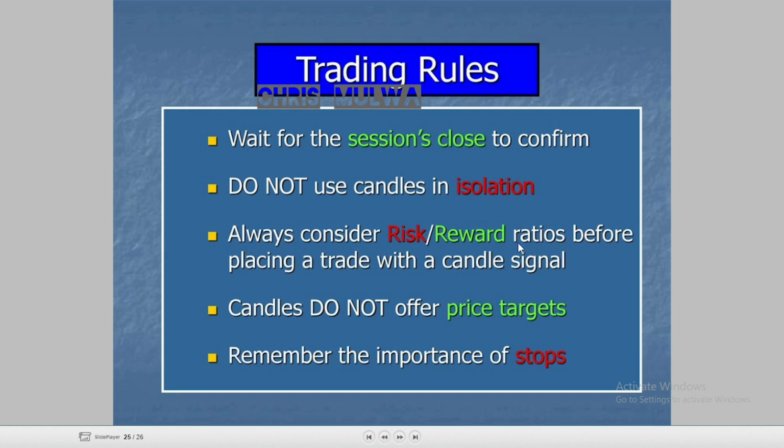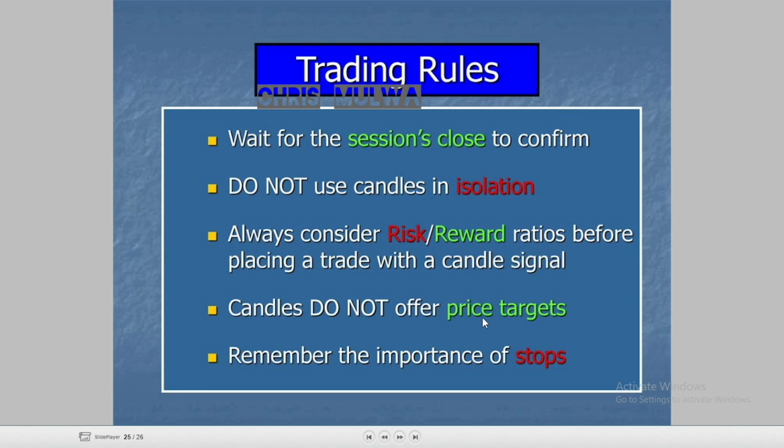Now you see, always consider risk reward ratios before you place a trade. Risk reward ratio, we say 1:3. You lose $1, you gain $3. So if your trade goes to loss, you put a $1 loss, so reward, if it goes to profit, you will get $3. Even if you get that percent, you will still be in profit.